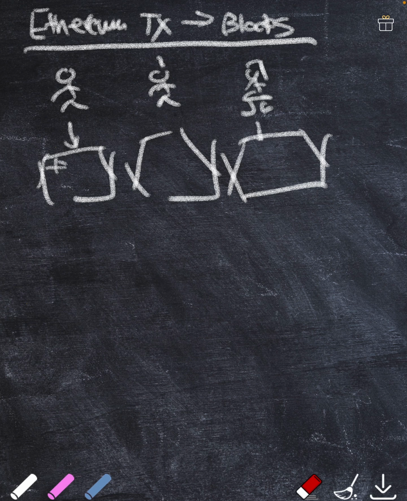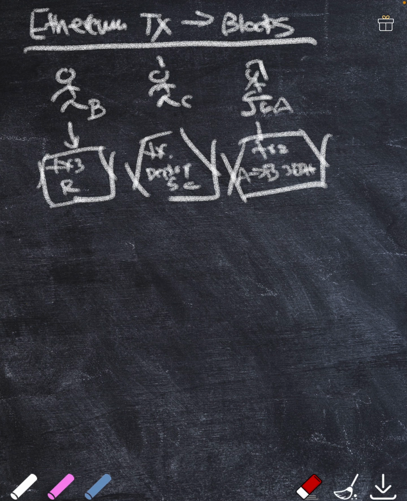And let's call this transaction 3, transaction 1, and transaction 2. And let's see, this is Alice, Bob, Charlie. And let's see, for instance, Alice wants to give Bob 3 ETH tokens. And maybe Charlie wants to deploy a smart contract. And Bob simply just wants to read.